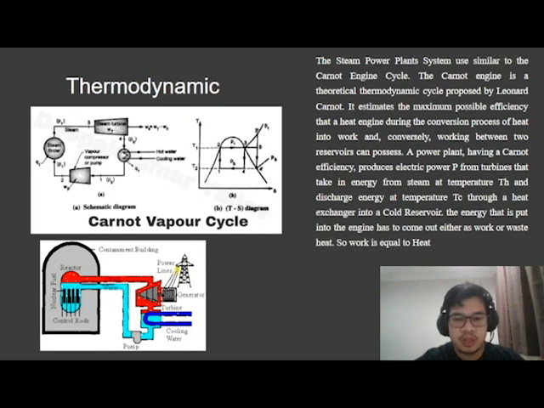From the transfer from the hot temperature to the cold temperature, heat is exchanged and there are results. The result is either waste or we can turn it into work. So the heat is equal to work.